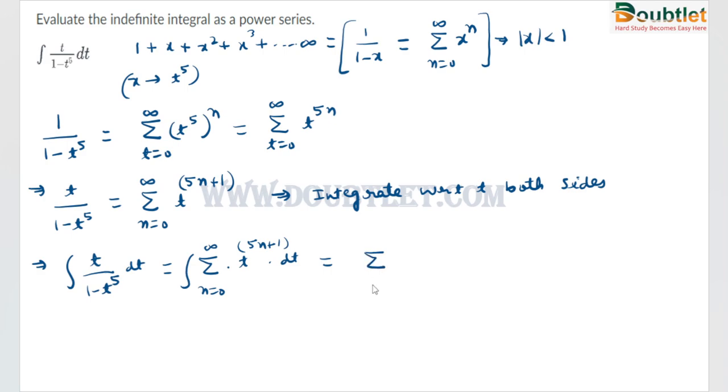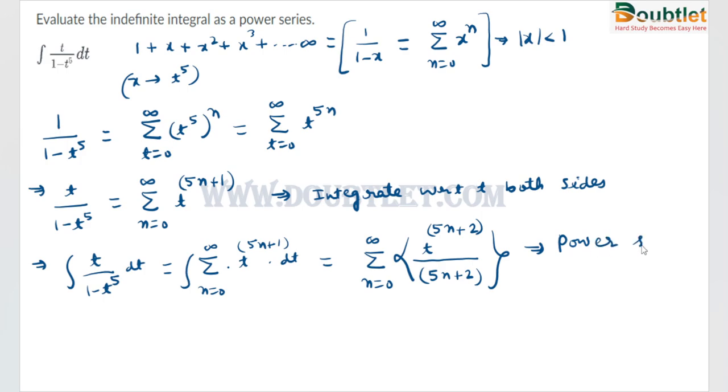So it will become sigma n is equal to 0 to infinite, t to the power 5n plus 2 divided by 5n plus 2. So this is the summation power series representation of the indefinite integral, and this is the answer.